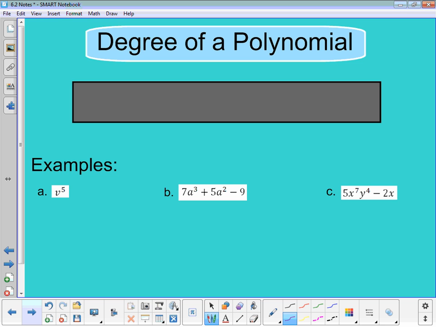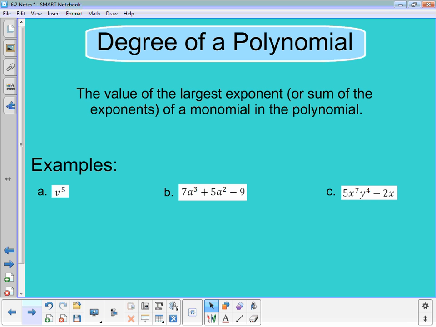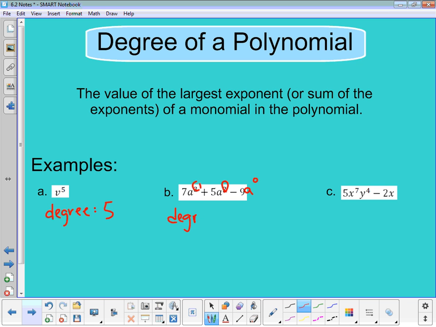Now let's talk about the degree of a polynomial for a second. The degree of a polynomial is the value of the largest exponent or the sum of the exponents of the monomial. So if I look at those three examples there, v to the 5th power has a degree of 5, because that's the value of the only exponent, so it has to be the largest exponent as well. In part B, if I look at my powers, I have a power of 3, a power of 2, and a power of 0. So my largest exponent there is 3, which means this is a degree 3 polynomial.